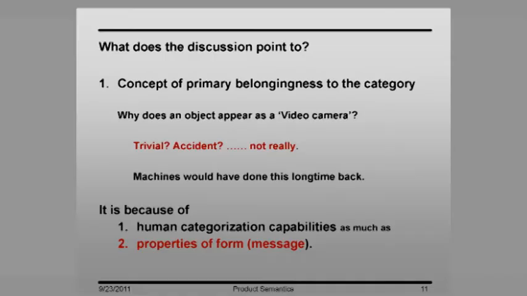So we do deal with a concept of primary belongingness, whether it's a camera or a microphone, and we think that it's very trivial. Everybody knows it's a microphone. Everybody knows this is a laptop. It looks very trivial. Is it trivial? If that was so, machines should be able to recognize objects. Why is it so difficult for machines to recognize objects?